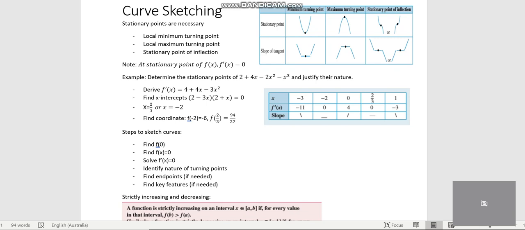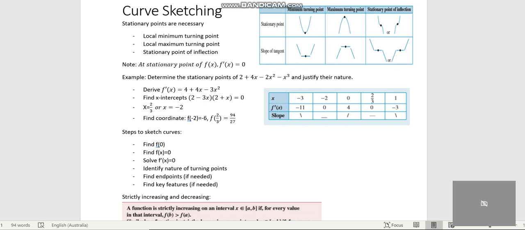One of the things we recall from differentiation is that at a stationary point of f of x, the derivative f dash of x will equal 0. The example here: determine the stationary points of the function 2 plus 4x minus 2x squared minus x cubed and justify their nature. There are two parts to this. First, you differentiate f of x, so you get 4 minus 4x minus 3x squared, and you find the x-intercepts.